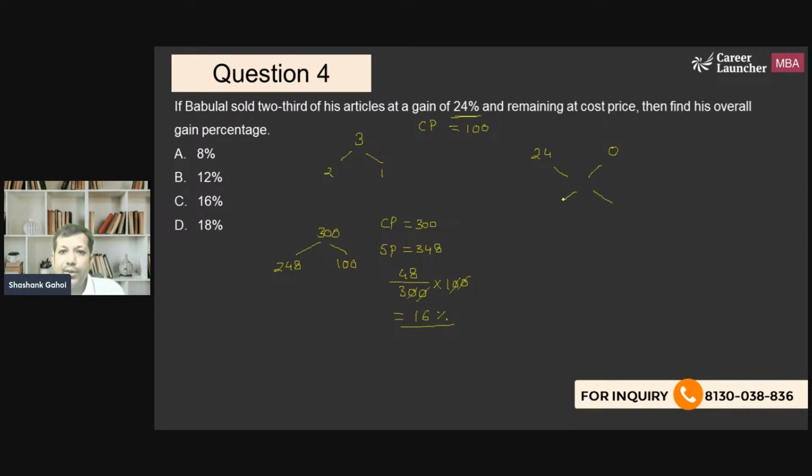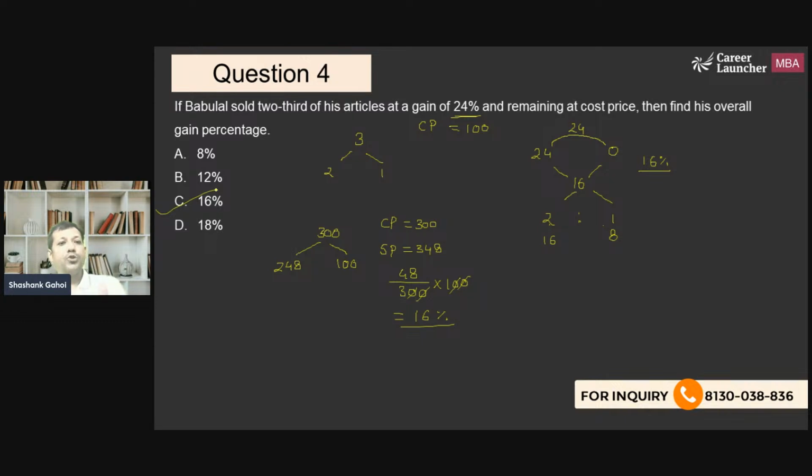24 वाले जो हैं वो कितने हैं? 2 हैं. 0 वाला कितना है? 1. Okay. What is the difference between 24 and 0? That is 24. So just break 24 in the ratio of 2:1. So this value comes out to be 16. This value comes out to be 8. So his final overall profit is going to be 16 more than 0 or 8 less than 24. So his final overall profit percent becomes 16%. That's it. That's how you can solve this question.